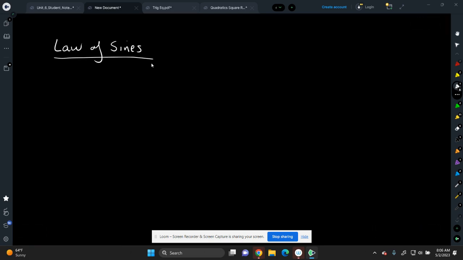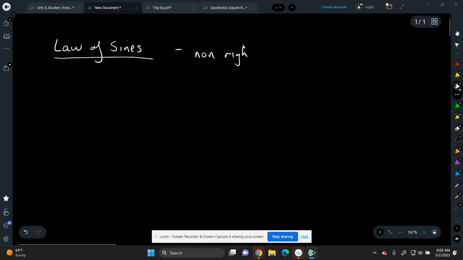Okay, so we're going to talk about what's called the Law of Sines today. Now, the Law of Sines is used for certain types of triangles, mainly non-right triangles. You can use it with right triangles, but it really doesn't make sense to do that because it's easier to use SOHCAHTOA.